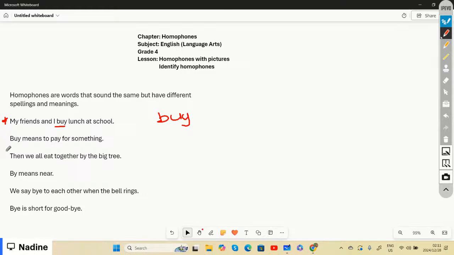The next one says, then we all eat together by the big tree. Here we have another word, by, that sounds the same as the previous word buy, but if you look at the sentence in which it is written, it is different. Even the spelling, by, is different. So by means near. It's like somewhere where you're sitting over there by something, sitting near, kind of close by. So by the big tree. By means near.